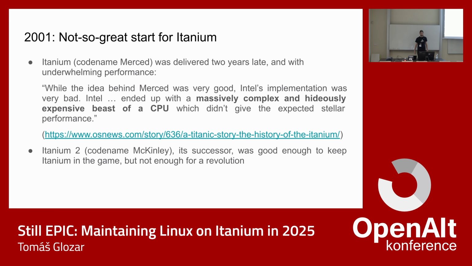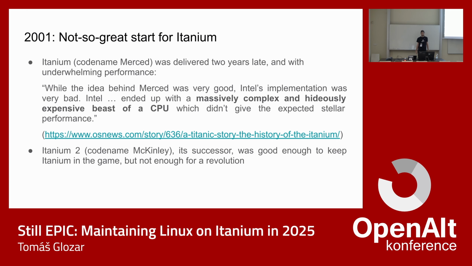But the problem with Itanium was that first it was delivered 2 years late. That was one problem, because it was supposed to be this new thing that is going to revolutionize everything according to Intel, but for a long time Intel was just talking about it and didn't actually ship anything. And the other much bigger problem was that when Intel eventually shipped something, which was the first Itanium CPU, which was codenamed Merced, its performance was abysmal, and it was dubbed Titanic after the Titanic ship.